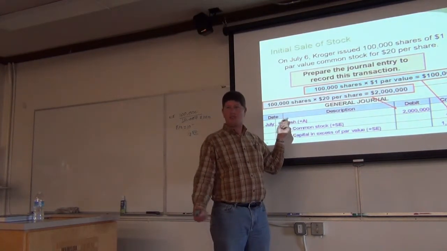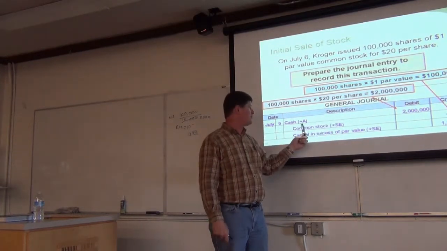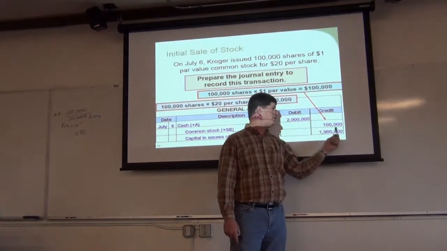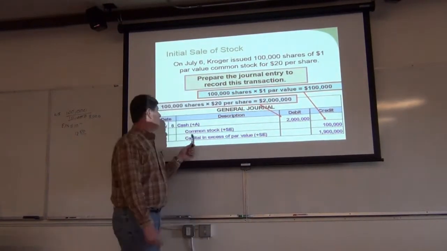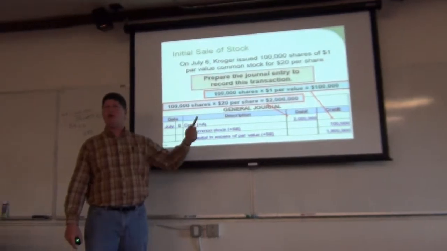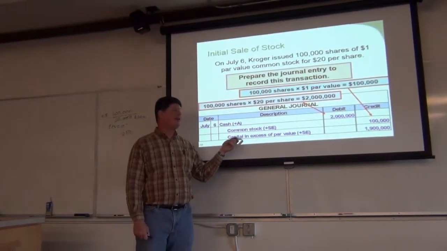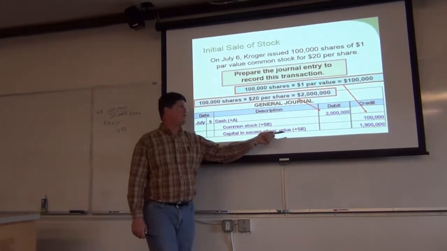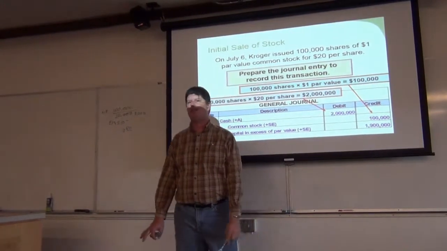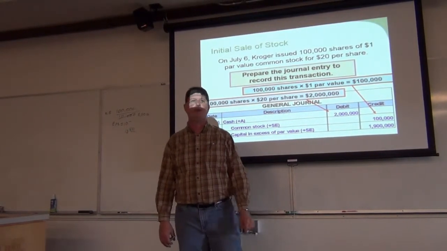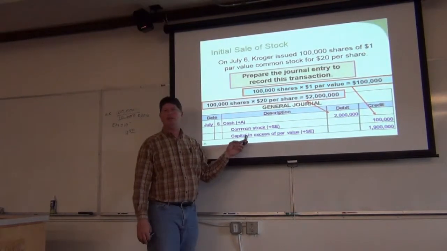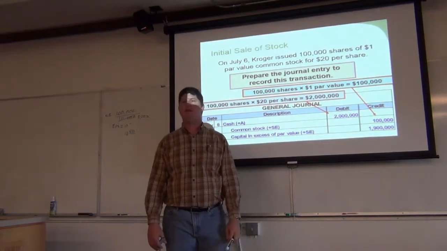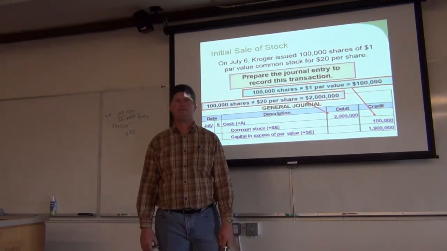So you're going to debit cash because you're getting cash. Cash increases, $2 million. Common stock, remember we only recorded at the par value, 100,000 times $1. You get a credit to common stock for 100,000. All the rest of it is capital paid in excess of par. Okay? So that $1.9 million is a credit to capital paid in excess of par. And remember that your common stock and your capital paid in excess are credits because they're in the equity section of the balance sheet.